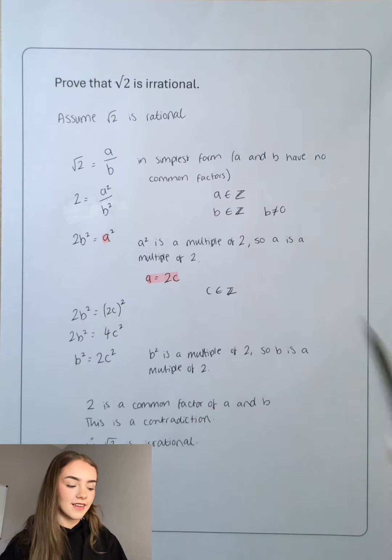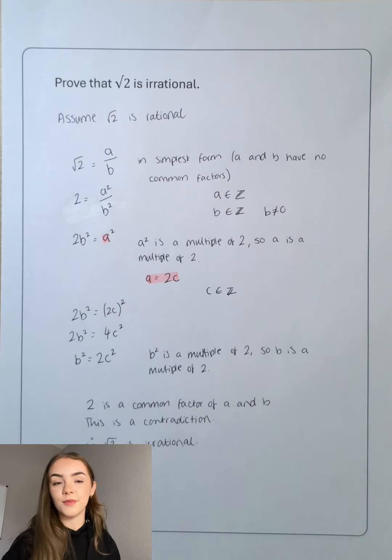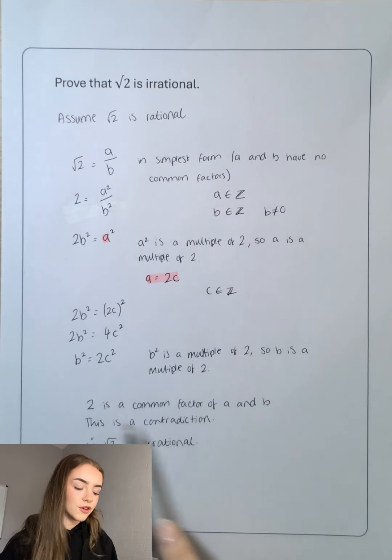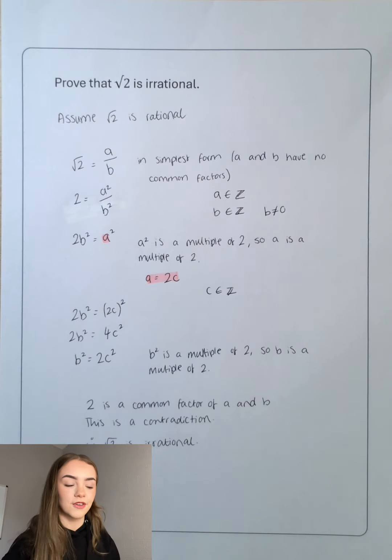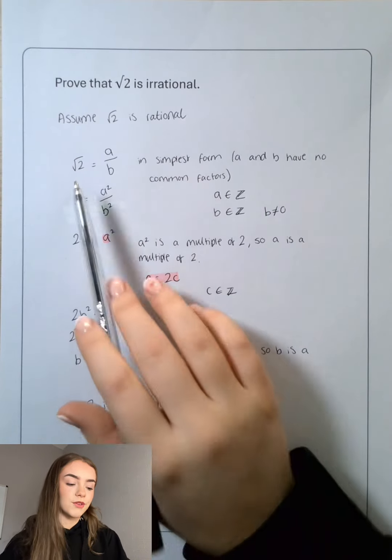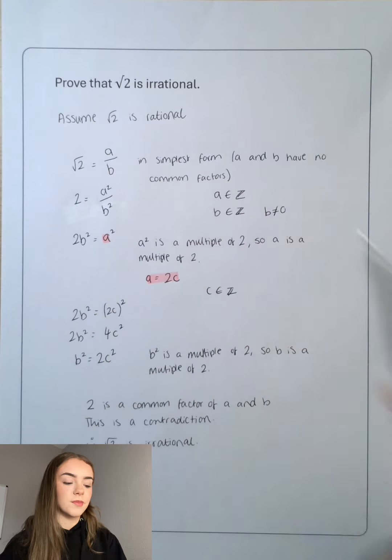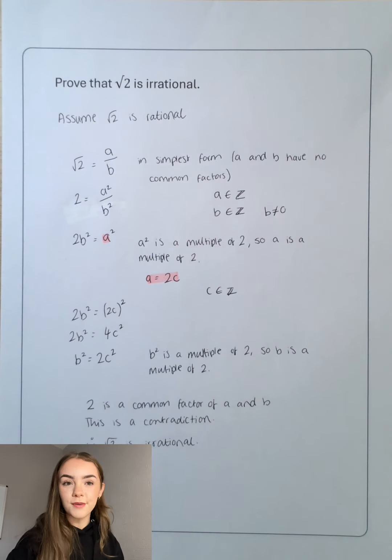So if a is a multiple of 2 and b is a multiple of 2, this means that 2 is a common factor of a and b. This is a contradiction of our first statement where we wrote root 2 is equal to a over b in its simplest form. Therefore, we can conclude that root 2 has to be irrational.